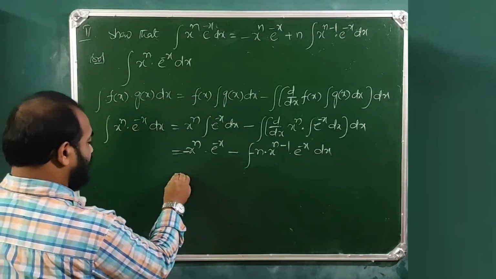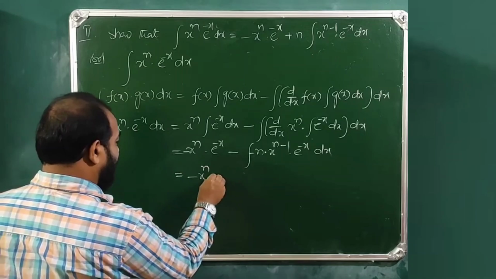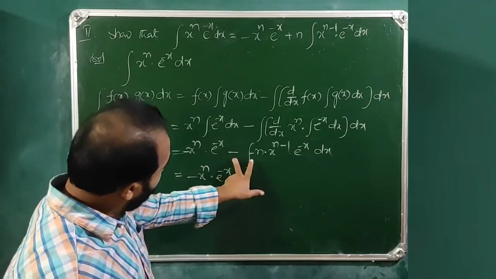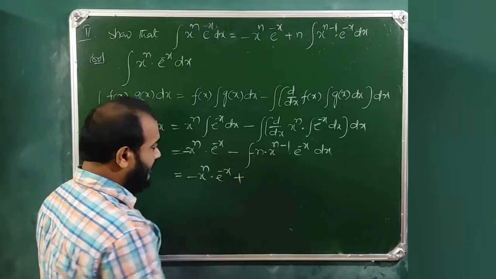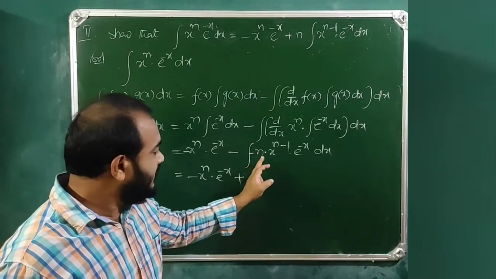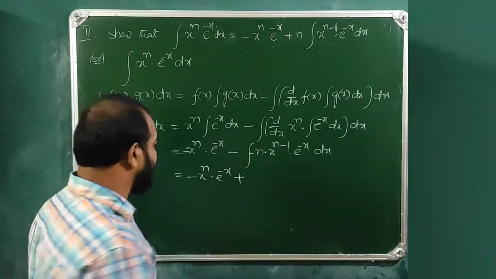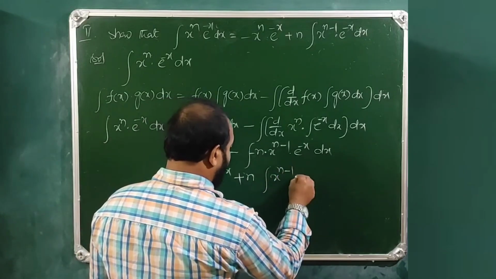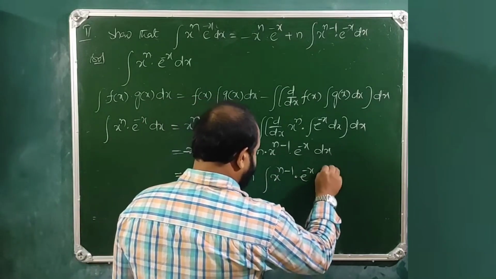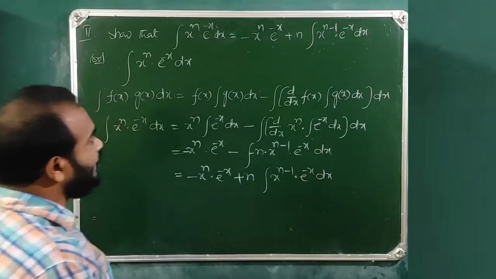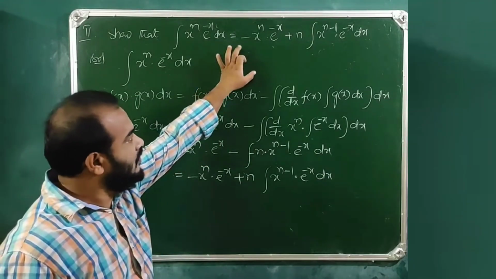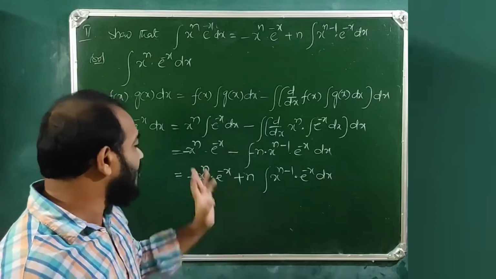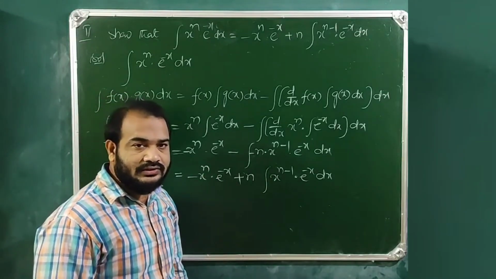So this is equal to minus x power n into e power minus x. So minus of minus is plus. n is a constant, let us separate it from the process of integration: n into integral x power n minus 1 into e power minus x dx. So if you see this, which is to be proved, this is equal to this. So therefore, this is the RHS.